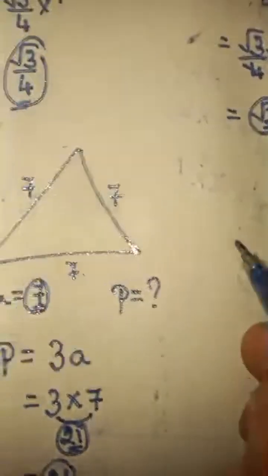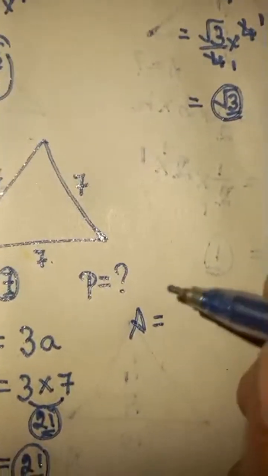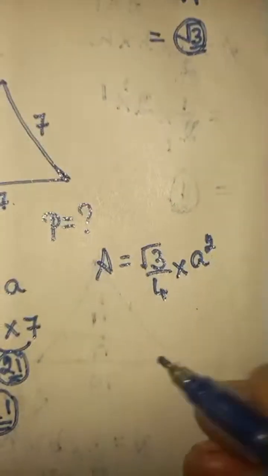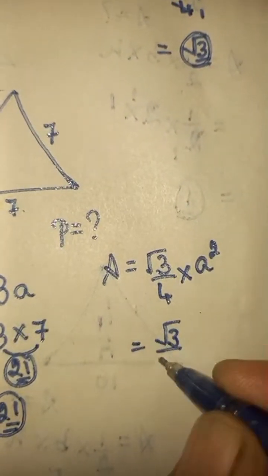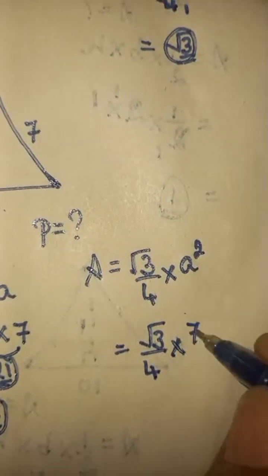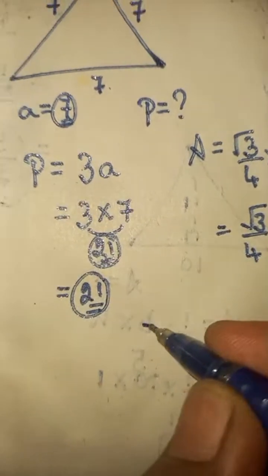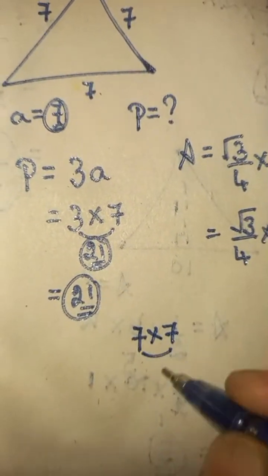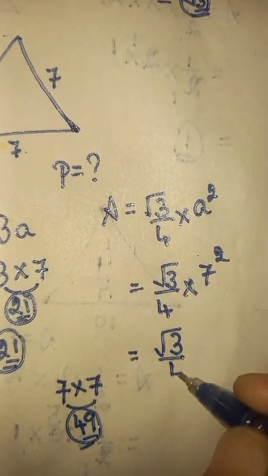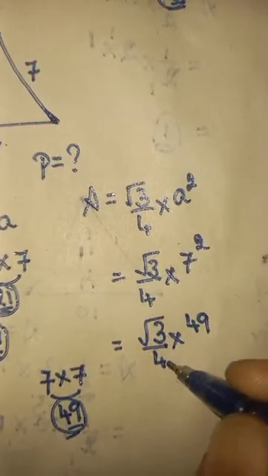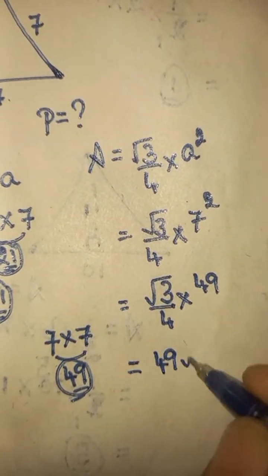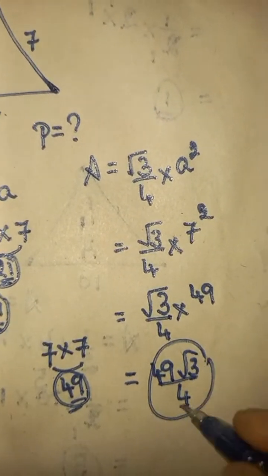Let's find out what's the area. Area of an equilateral triangle is root 3 by 4 times a square. That means root 3 by 4 times, here the side length is 7 units, it is 7 square. 7 square means 7 times 7, which is 49, which becomes root 3 by 4 times 49. You cannot divide 4 and 49, so multiply that. 49 root 3 by 4 square units.